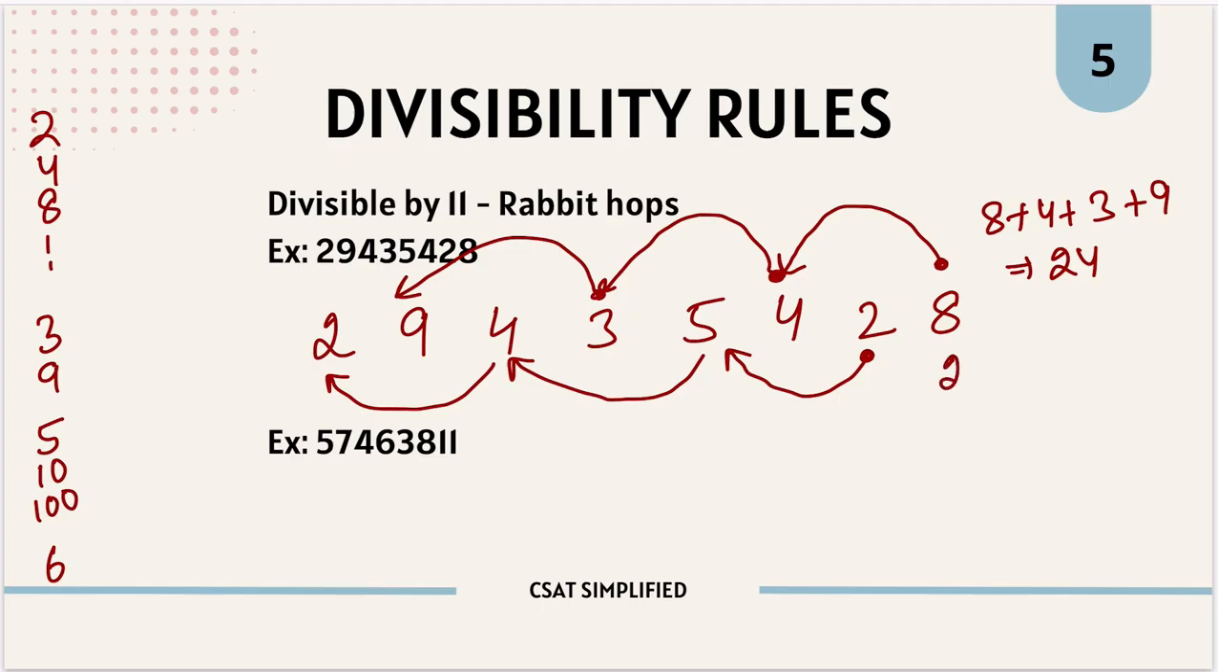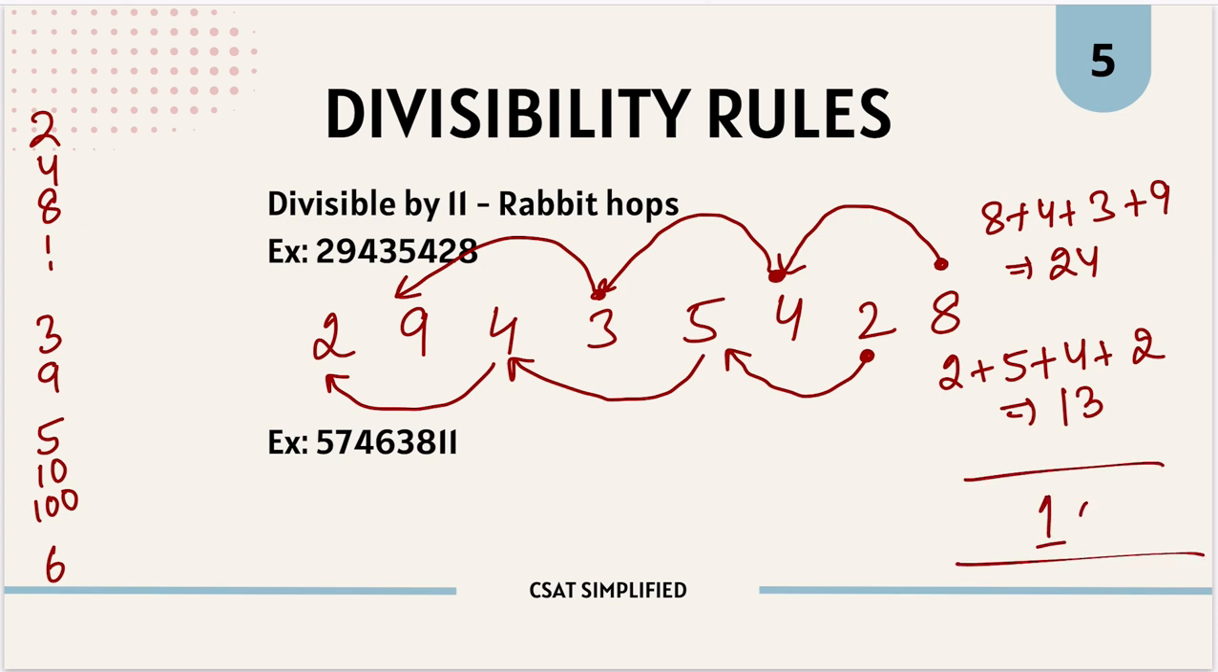What about the second one? 2 plus 5 plus 4 plus 2. So the sum of the digits is 6 plus 5 is 11 plus 2 is 13. So we have 24 from the first jump, 13 from the second jump. Subtract it. 24 minus 13 is 11. So this number has to be divisible by 11. Then only we will say that number is divisible by 11. Otherwise not. Since it is true, yes, this number is divisible by 11.